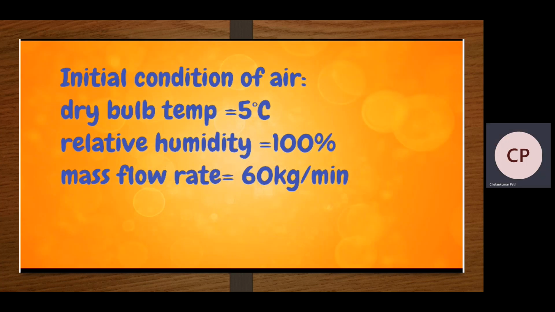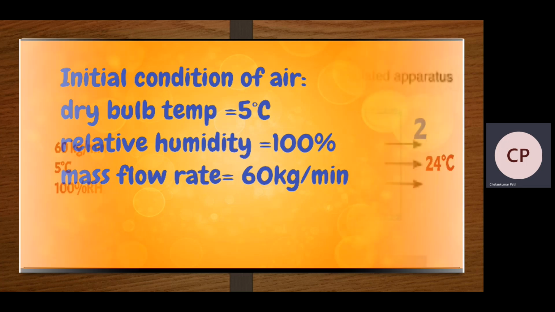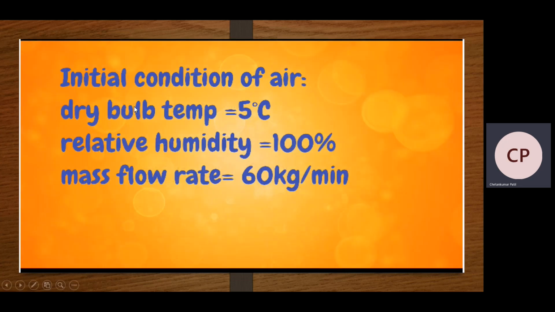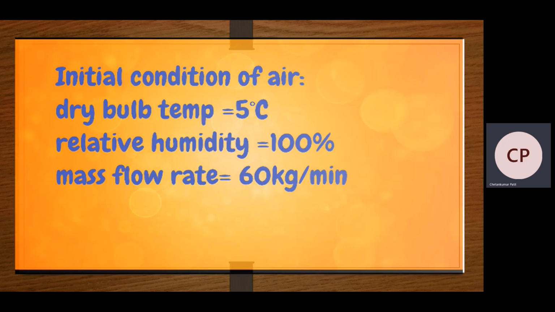So we will write what is the initial condition of air, that is at point 1. So if we observe the initial condition, that is this point 1, we will say here the dry bulb temperature is 5 degrees Celsius, relative humidity 100% and mass flow rate 60 kg per minute. Now according to this data, we will plot the point 1 on the psychrometric chart. So how to plot?